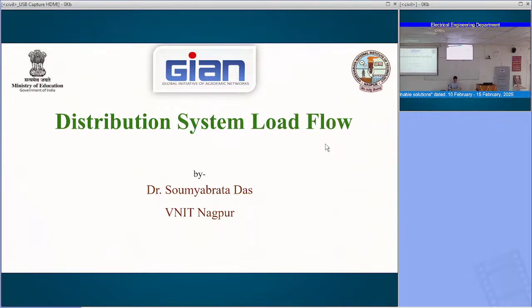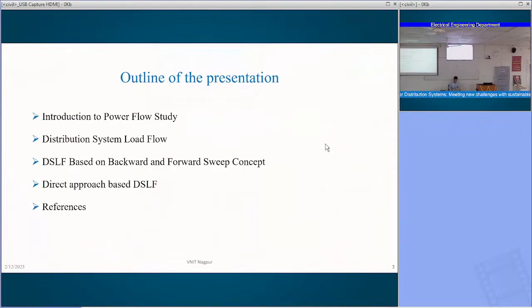Today mainly we will discuss distribution system load flow studies, and later on we will discuss the application of metaheuristic algorithms in power distribution systems. So moving forward, initially we start with the very basics of power flow studies, then we will gradually move to distribution system load flow, and how this distribution system load flow is designed based on the backward and forward sweep method. We will discuss that.